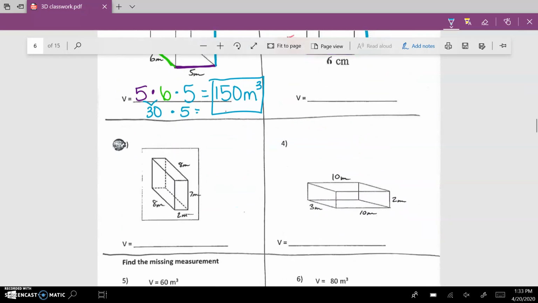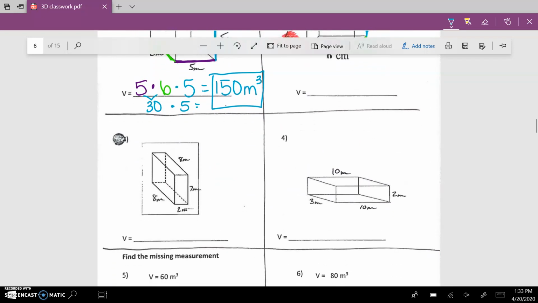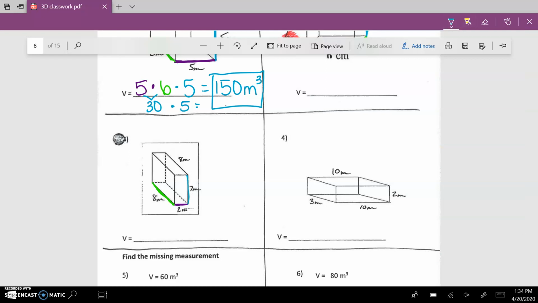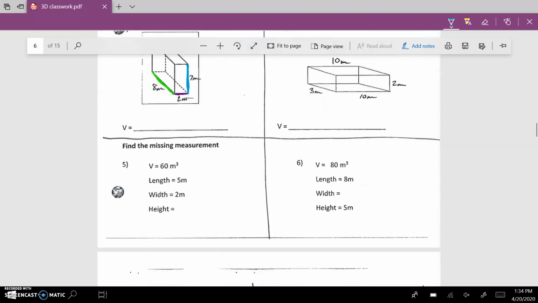Okay, so I'll do one more of those for you here. So my length going across would be 2, or sorry, my length. My width, how thick something is or how deep it goes, would be 8. And then my height, how tall it is, would be the 7 here. So hopefully that helps you with numbers 1 through 4.